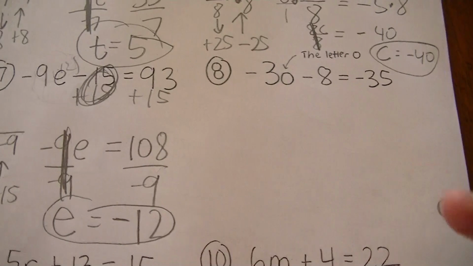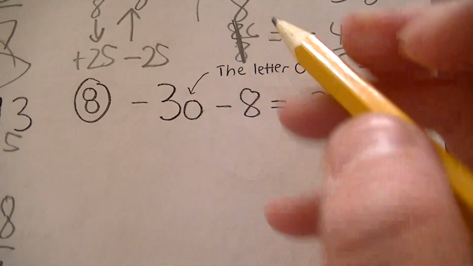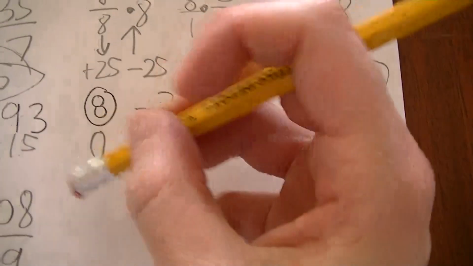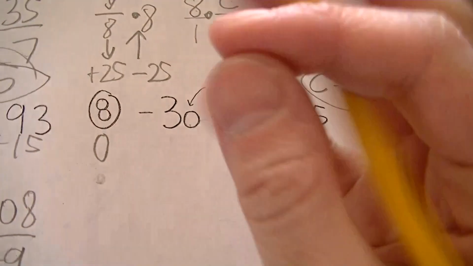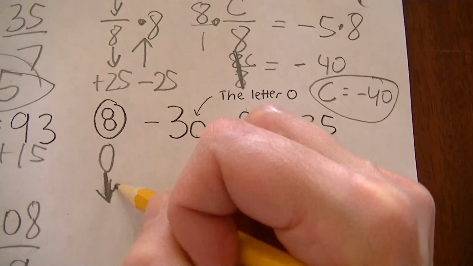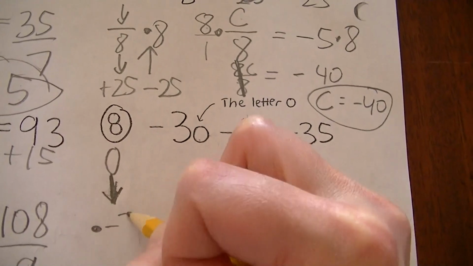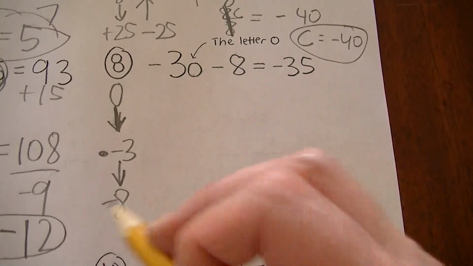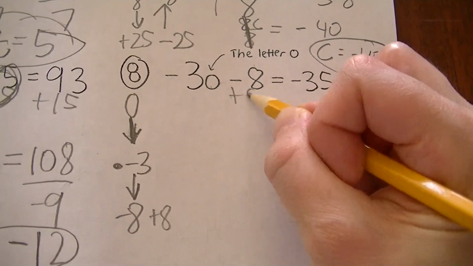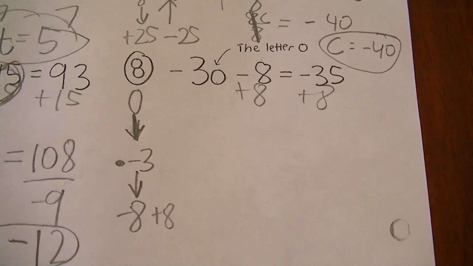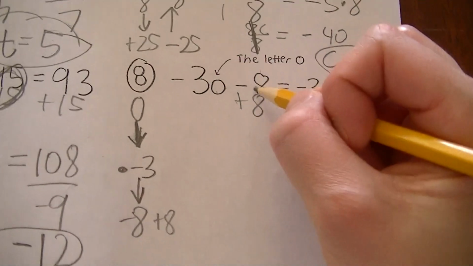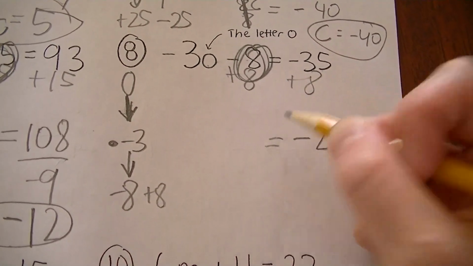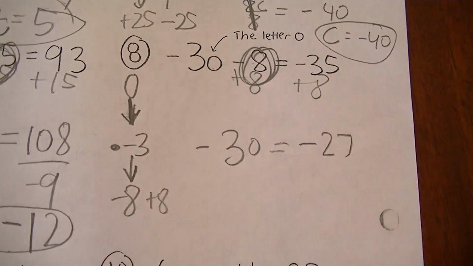Okay, build the next one. And here we go. They started with the letter O, okay? After the letter O, when they built this equation, they multiplied it by negative 3. And then they subtracted 8. So the inverse operation of subtract 8 is to add 8. Negative 8 plus 8 is 0. Negative 35 plus 8 is negative 27. Bring that down to negative 3o.